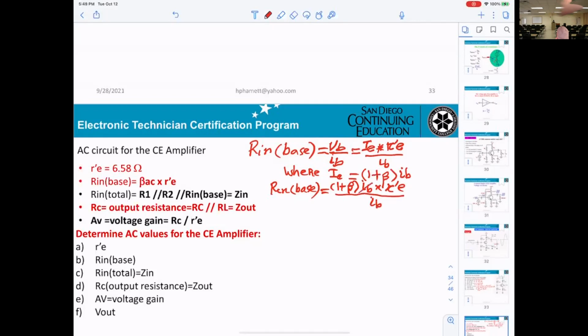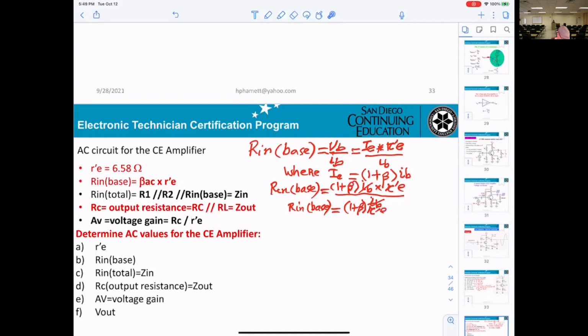So IB cancels out. Finally, R in base equals 1 plus beta times R prime E. Okay, that is how they give it right here. They ignore the 1 plus beta. They just use beta times R prime E.